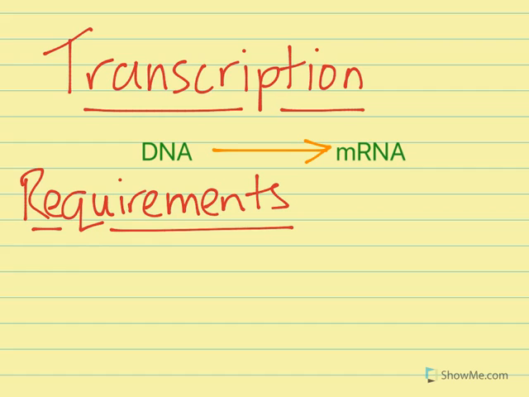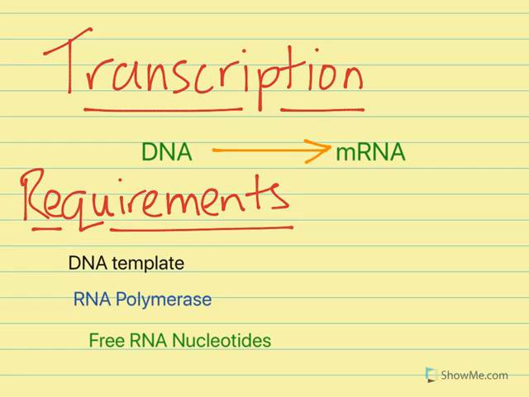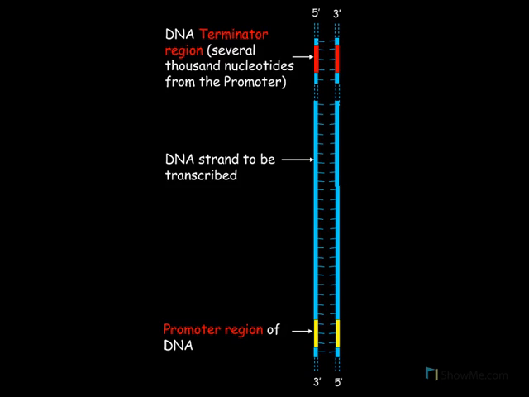So what are the requirements of transcription? First we have our DNA template, which is the gene which is to be transcribed. We need the enzyme responsible, which is RNA polymerase. We need a supply of free RNA nucleotides, which will be adenine, uracil, guanine and cytosine. And once again a supply of ATP to provide the chemical energy to stitch those nucleotides together in that growing RNA strand.